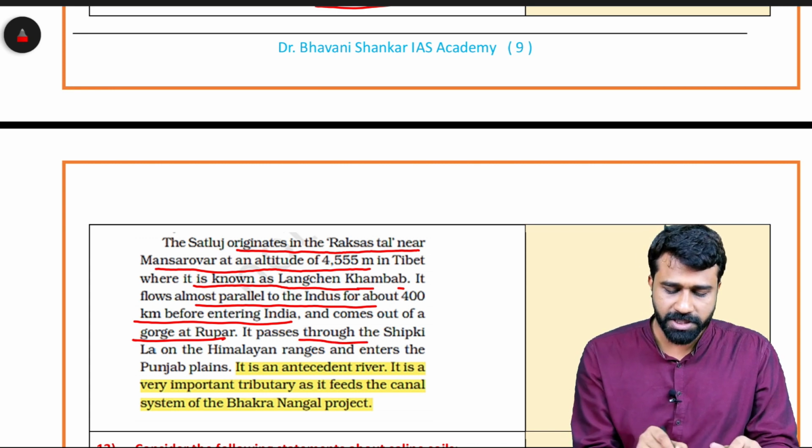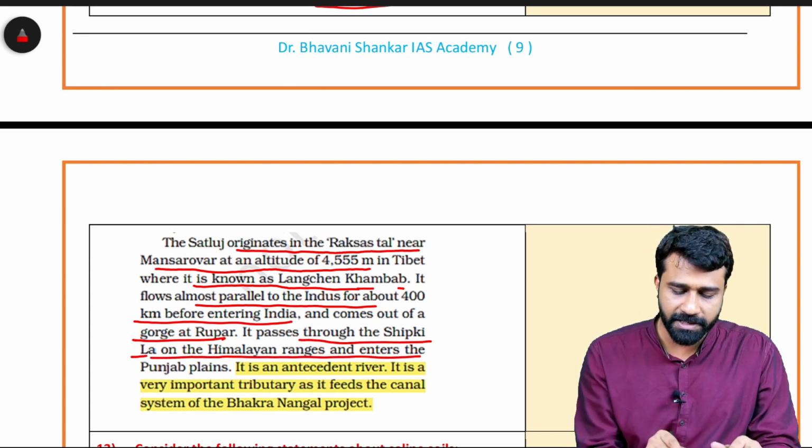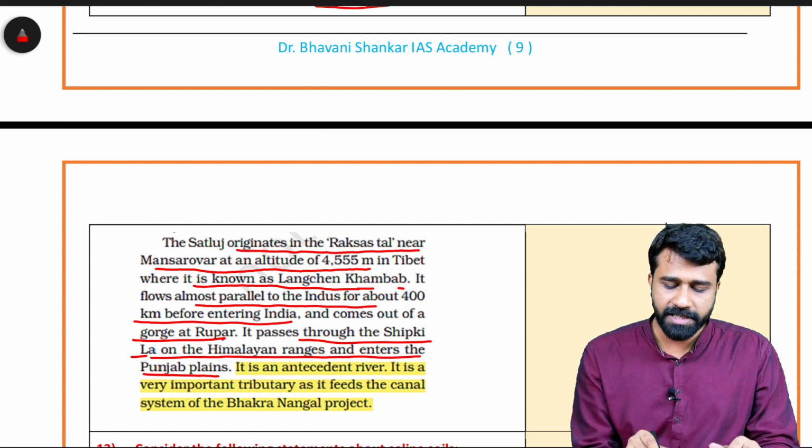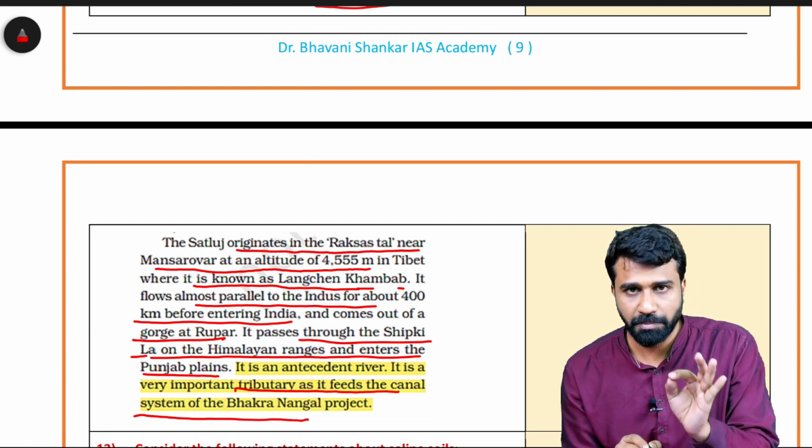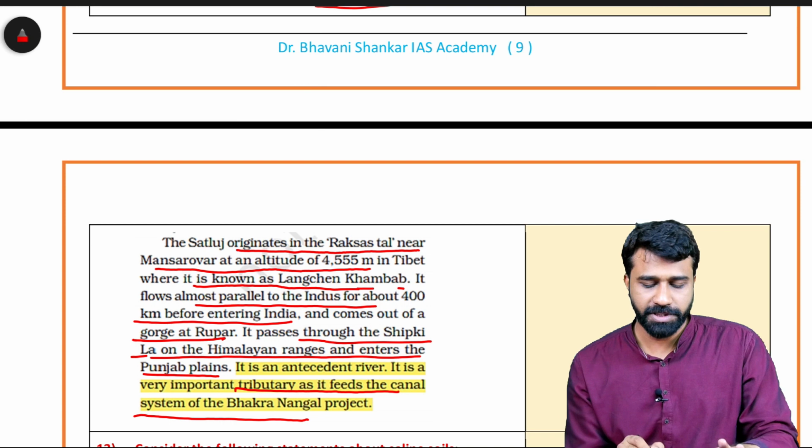It passes through the Shipkila and Himalayan ranges and enters the Punjab plains. It is an antecedent river. It is a very important tributary because it feeds the Bhakra Nangal project.